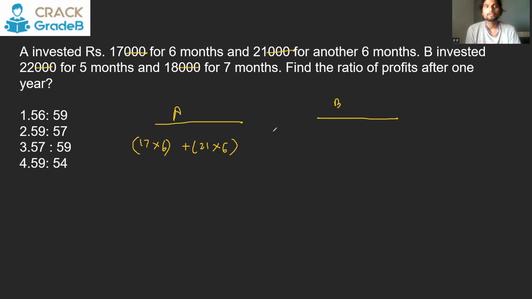For B, 22 for 5 months and 18 for 7 months. We are asked the ratio. So this is 102 plus 126. That will be 228. And this will be 110 plus 126. That will be 236. This is the ratio we are asked.